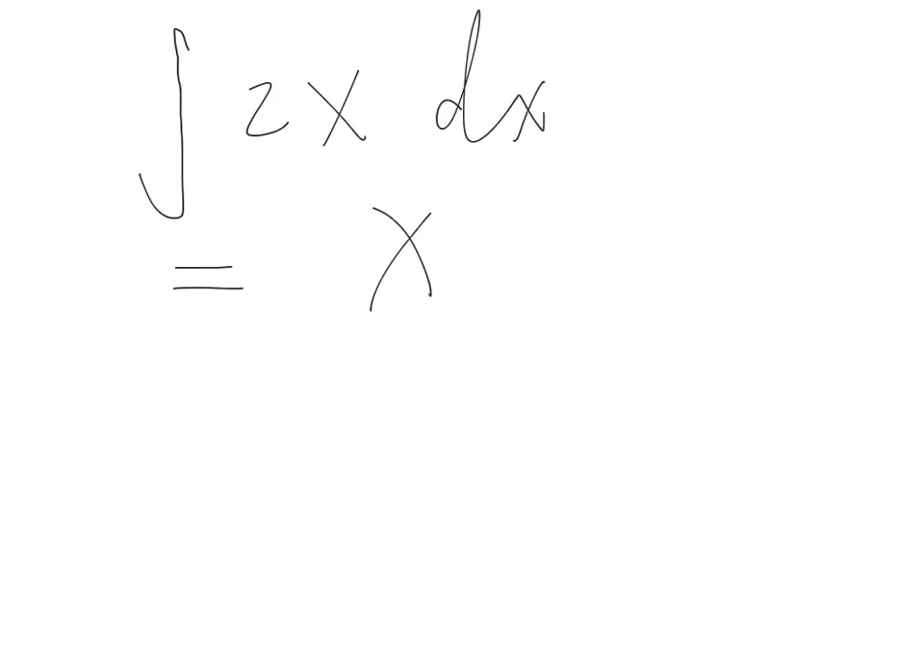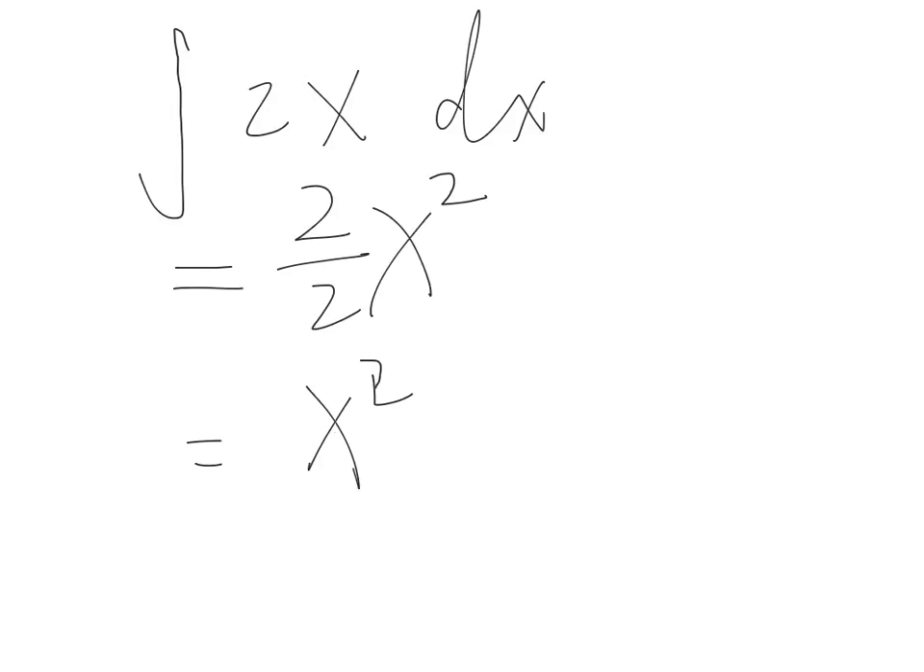Alright, so let's first review how we find the antiderivative of a function. Let's say we want to find the antiderivative of 2x dx. We raise the power to 2, then divide by 2, and we get x squared. So the antiderivative of 2x is x squared, but you cannot always do it as simply as raising the power and then dividing by the exponent.